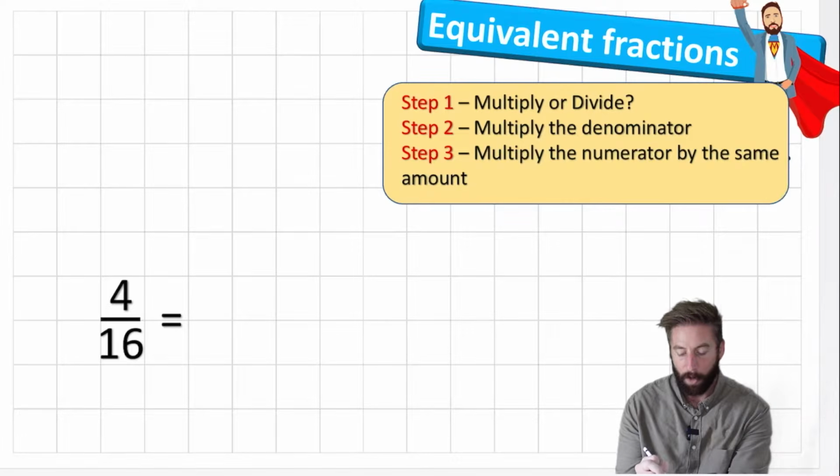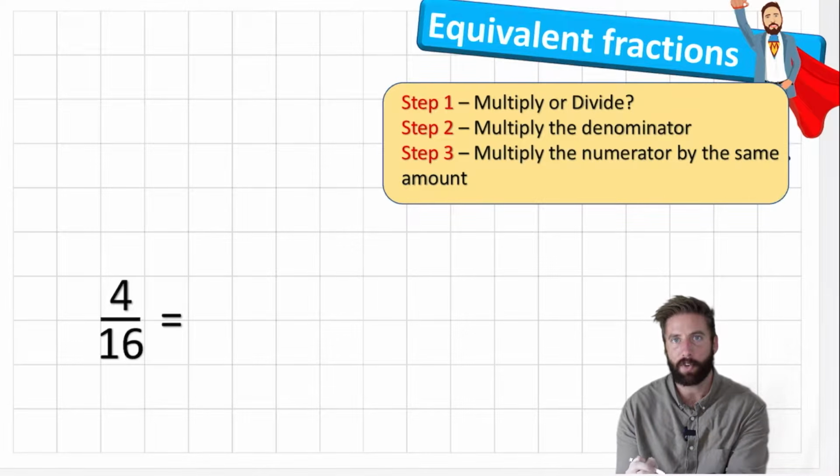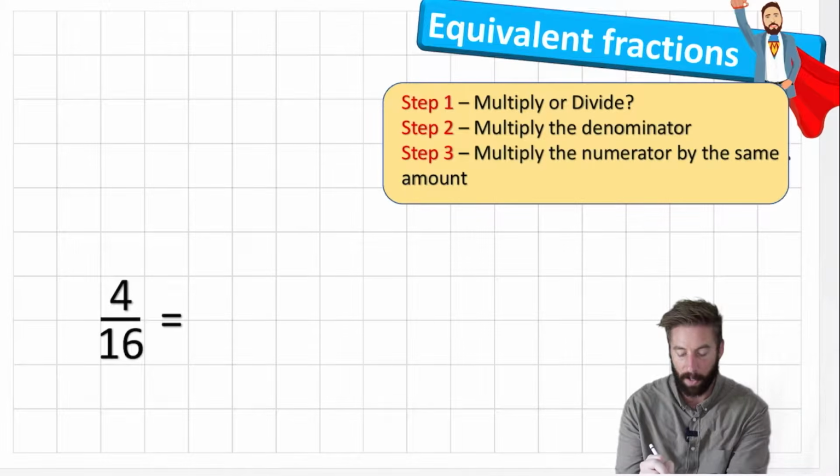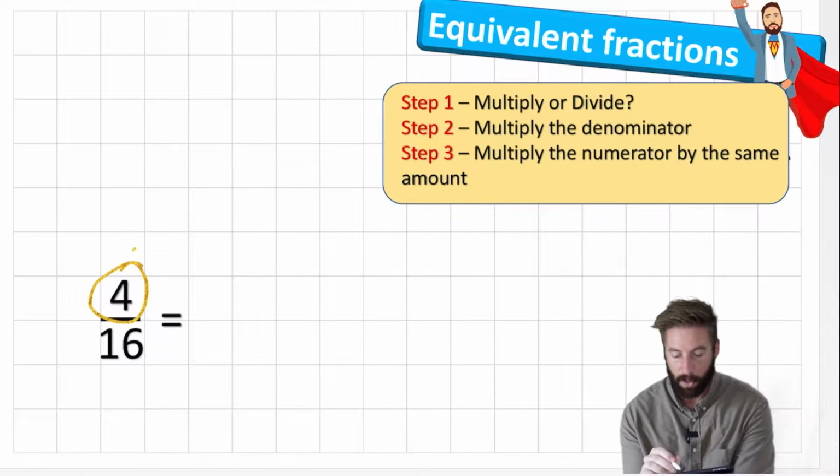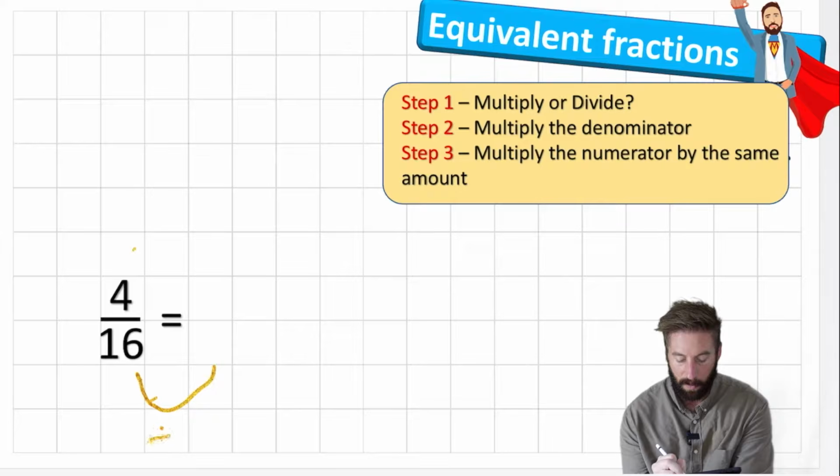Now I have 4/16ths. Now I can see straight away that I can divide if I wanted to, because I can divide the number 4. I know that, for example, 4 could be divided by 2. And I'm going to start again with my denominator, and I'm going to divide by 2. 16 divided by 2 is 8.